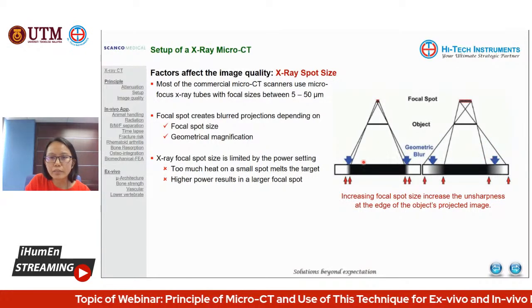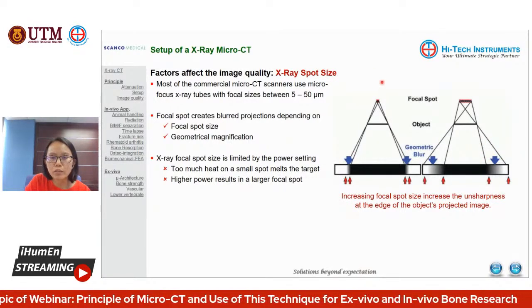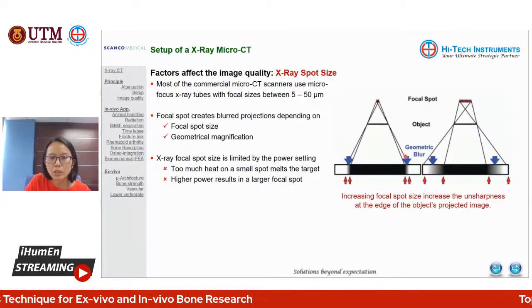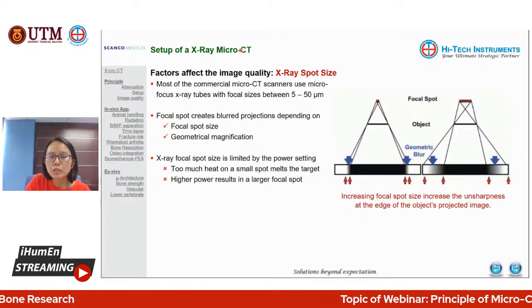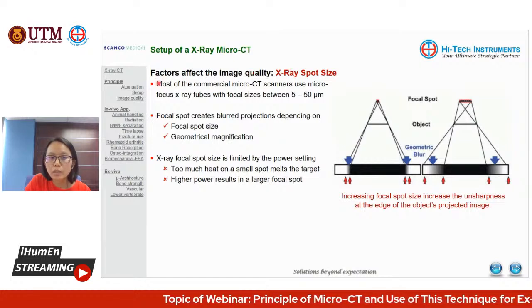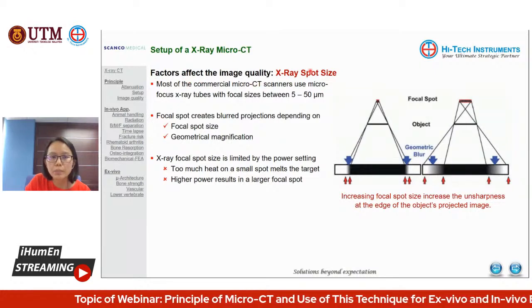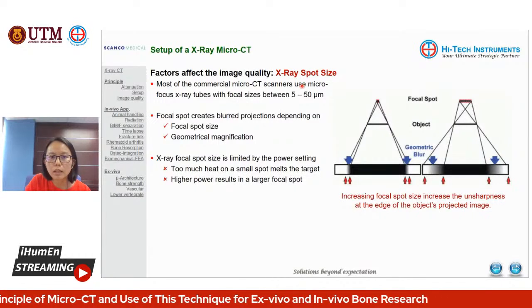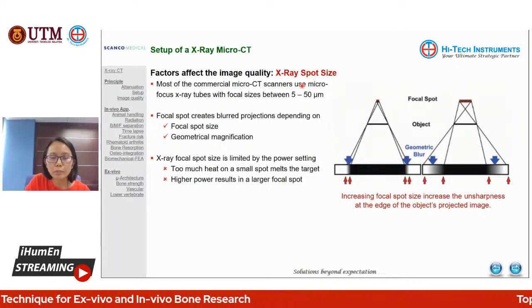You can see the effect of the size of the X-ray focus spot size. When you have a smaller focus spot size, you get a sharper edge compared to when you have a higher one. So most of the commercial MicroCT scanners will have a micro focus, which ranges between 5 to 50 micron. Some of the models allow you to adjust it freely, while some are already optimized with a couple of choices.